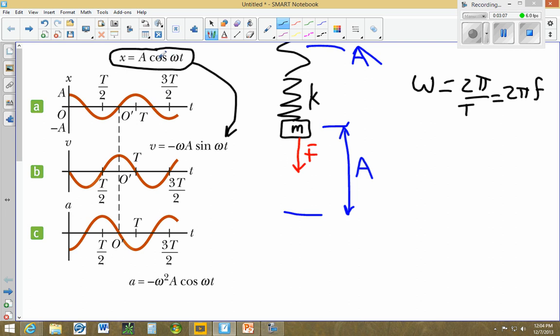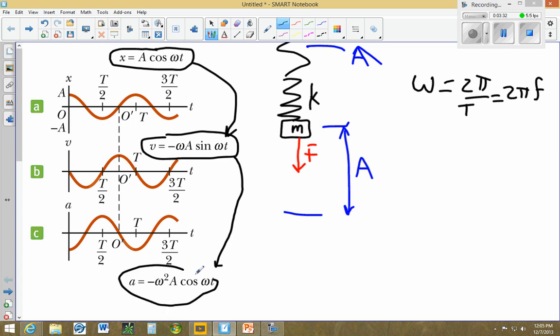If you take the derivative of this position function, you get the velocity function that looks like this: v equals negative omega A sine omega t. Again, omega is 2 pi over T, or 2 pi f. T is time, by the way. This little t here is time. Take the second derivative, and I get the acceleration equation, which is negative omega squared A cosine omega t. Let me undo that. I kind of covered up the equation.